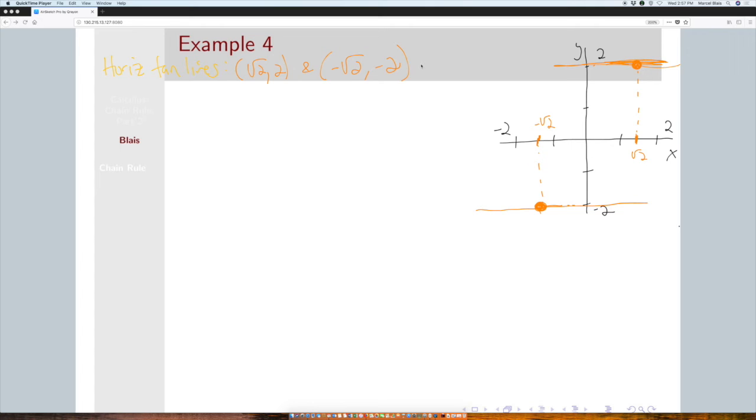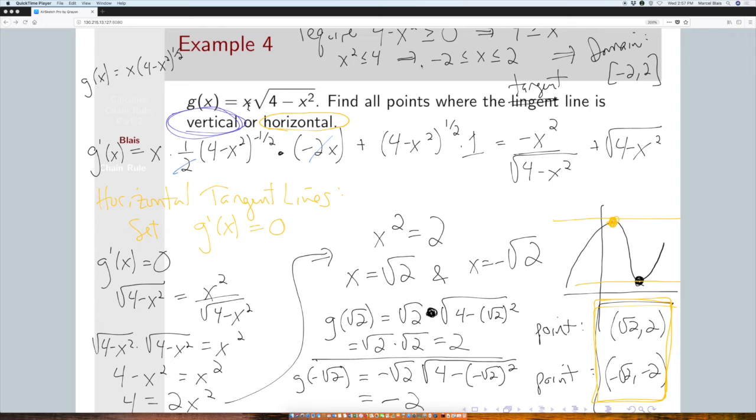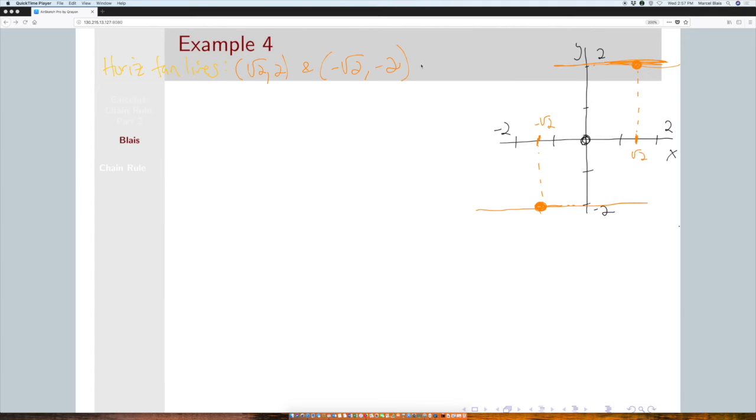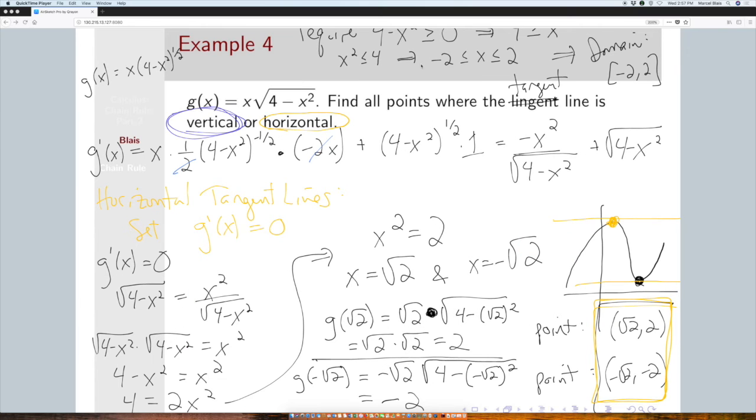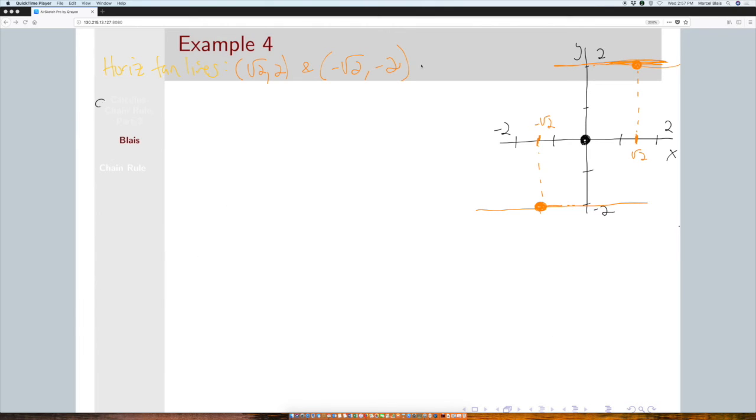We can also get a little bit of an idea. Notice if we plug in x equals 0, we get 0. So we know g of 0 is 0. So we also know that the graph goes through the origin. And let's rewrite things on this page. So we had g prime of x was equal to this expression here. So let's just rewrite that so we have it. We have g prime of x equals root 4 minus x squared minus x squared over root 4 minus x squared.